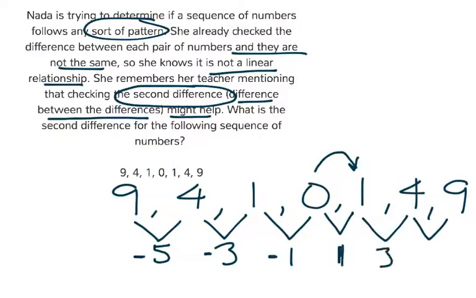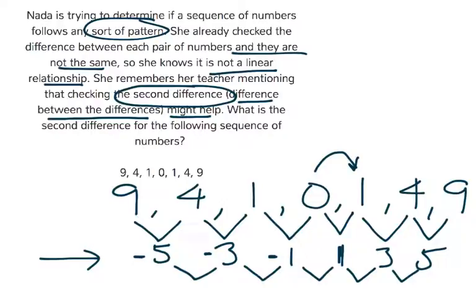1 to 4 is 3. 4 to 9 is 5. Okay? So you can see these are not the same. -5, -3, -1, those are not the same. But if you look again at the second difference, which is now the difference between these numbers, you might notice a pattern. From -5 to -3, what's happening?